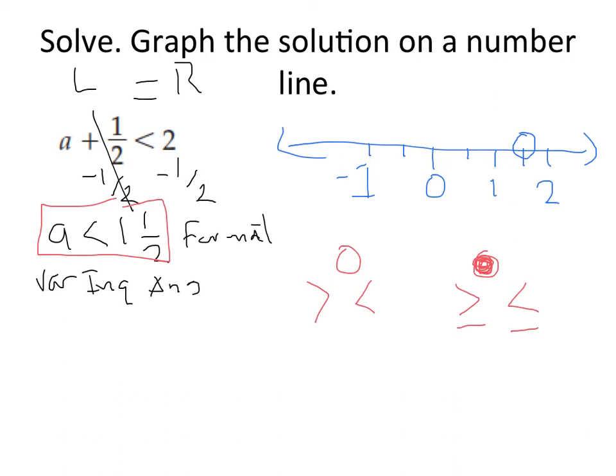Now I'm going to go back to my format, and if you notice, the less than sign makes an arrow that tells me I need to go to the left to represent all the numbers less than 1.5. I'm going to shade that. You can see our graph now has an arrow pointing to the left, resembling our less than sign. All the answers are to the left of the open circle at 1.5.